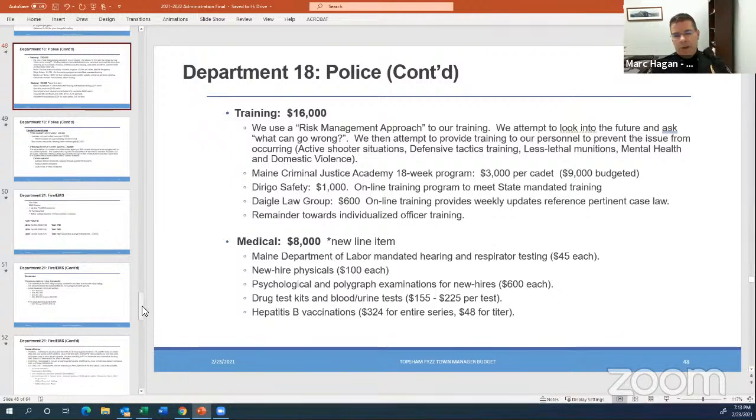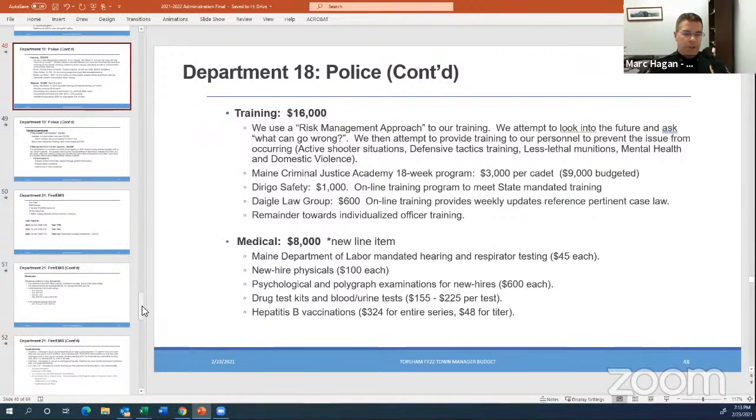We also have to provide psychological and polygraph examinations for each. And those are $600 each test. Psychologicals are $600, polygraphs are $600. So it adds up quickly. The state is now charging us if we send up a test to Augusta, whether it's a blood alcohol test, a urine test, any type of drug test, we're getting charged by the state. So we needed a line item to put those items in.